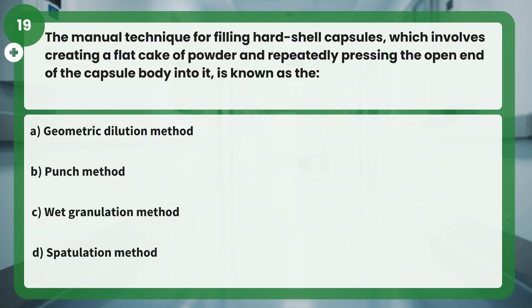Question 19. The manual technique for filling hard-shell capsules, which involves creating a flat cake of powder and repeatedly pressing the open end of the capsule body into it, is known as the A. Geometric dilution method. B. Punch method. C. Wet granulation method. D. Spatulation method.